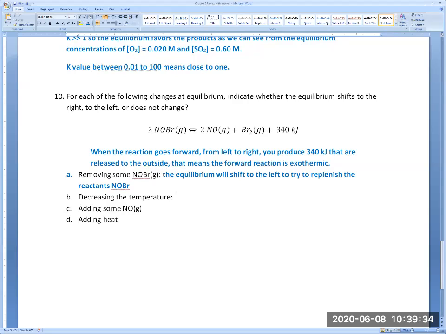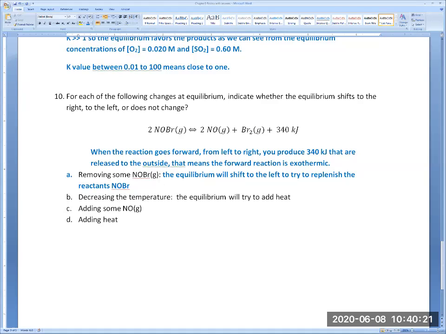And remember that the kilojoules here are representing heat. So you're removing heat, and the equilibrium, when it goes to the right, it will add heat, right? So if you're decreasing the temperature, removing heat, the equilibrium will try to add heat because you're removing it. So let me write it so that my words are understood. So the equilibrium will try to add heat.